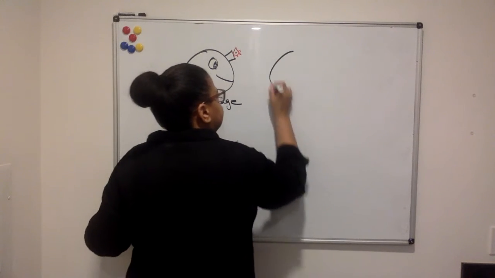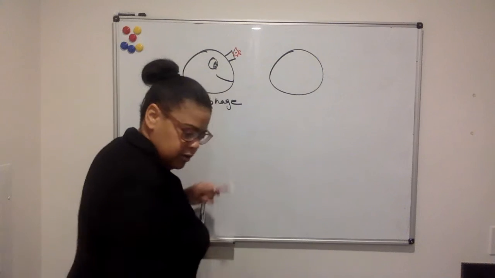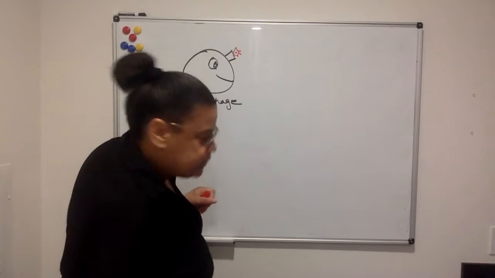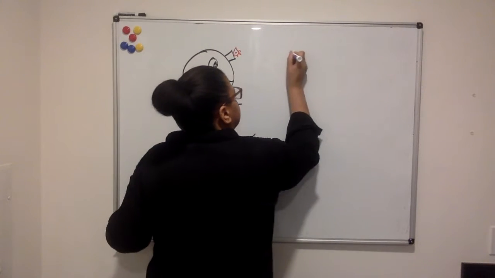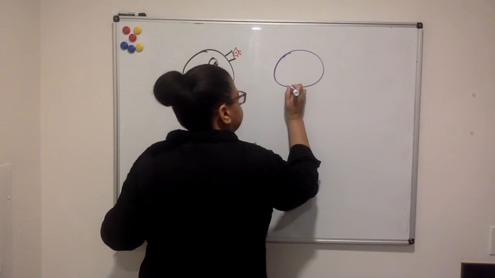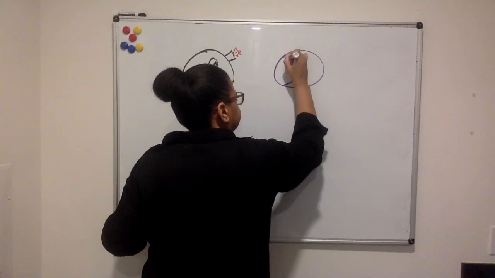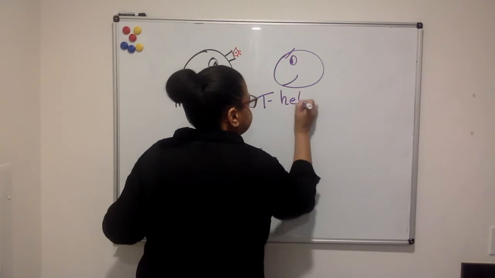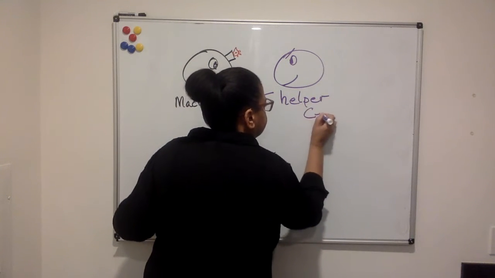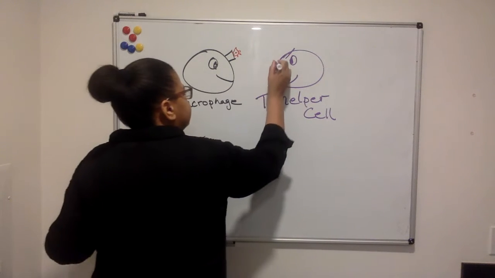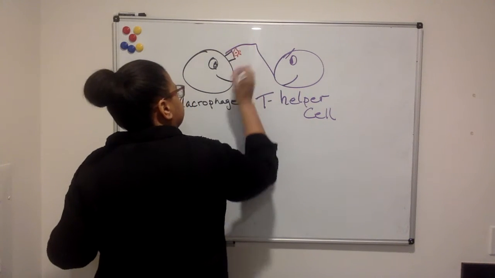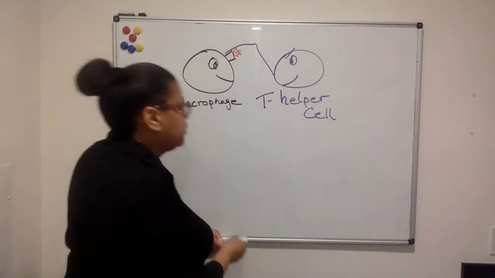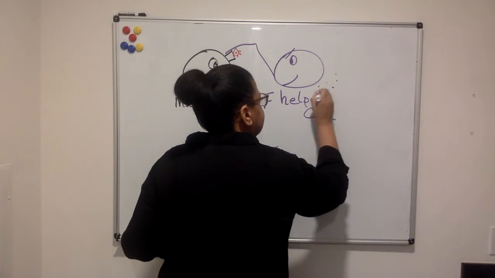And then we have a T helper cell over here. Let's try it in a different color. So we have the T helper cell. And the T helper cell has latched on with a receptor. And when it does that, then it secretes, or releases, I should say, these cytokines.